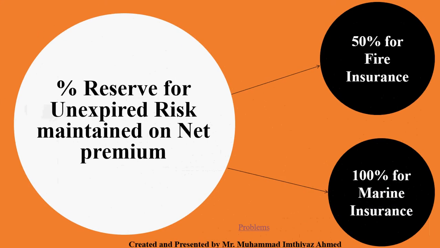Now, the most important point while dealing with problems, we have to keep in mind with regards to calculation of net premium. One has to maintain unexpired risk percentage. In the case of fire, it is to be maintained 50%, and in the case of marine, it has to be maintained 100%. So keeping this in mind, we are going to solve problems.